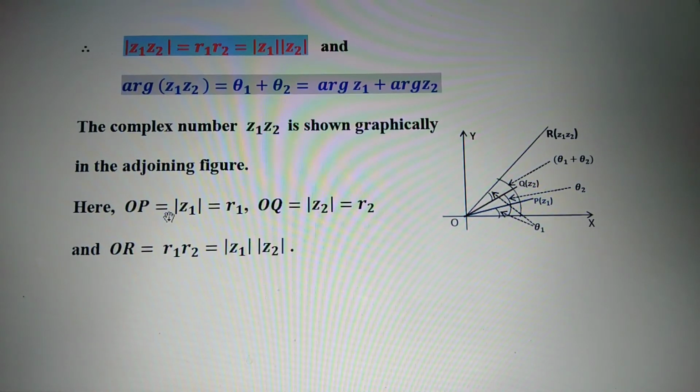Okay, so here OP, that is modulus of Z1, is equal to R1, and OQ means modulus of Z2, that is R2, and OR is the modulus of Z1 into Z2, that is equal to R1 into R2.